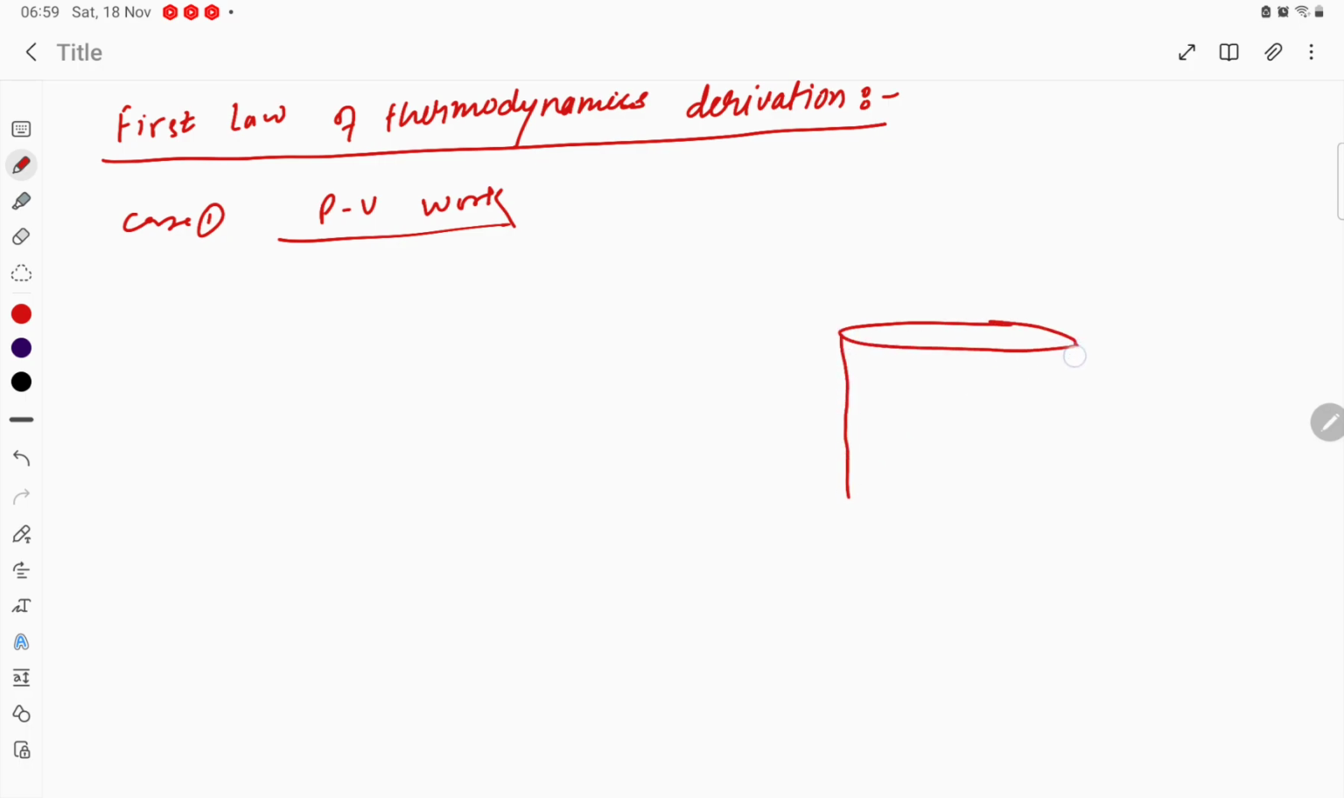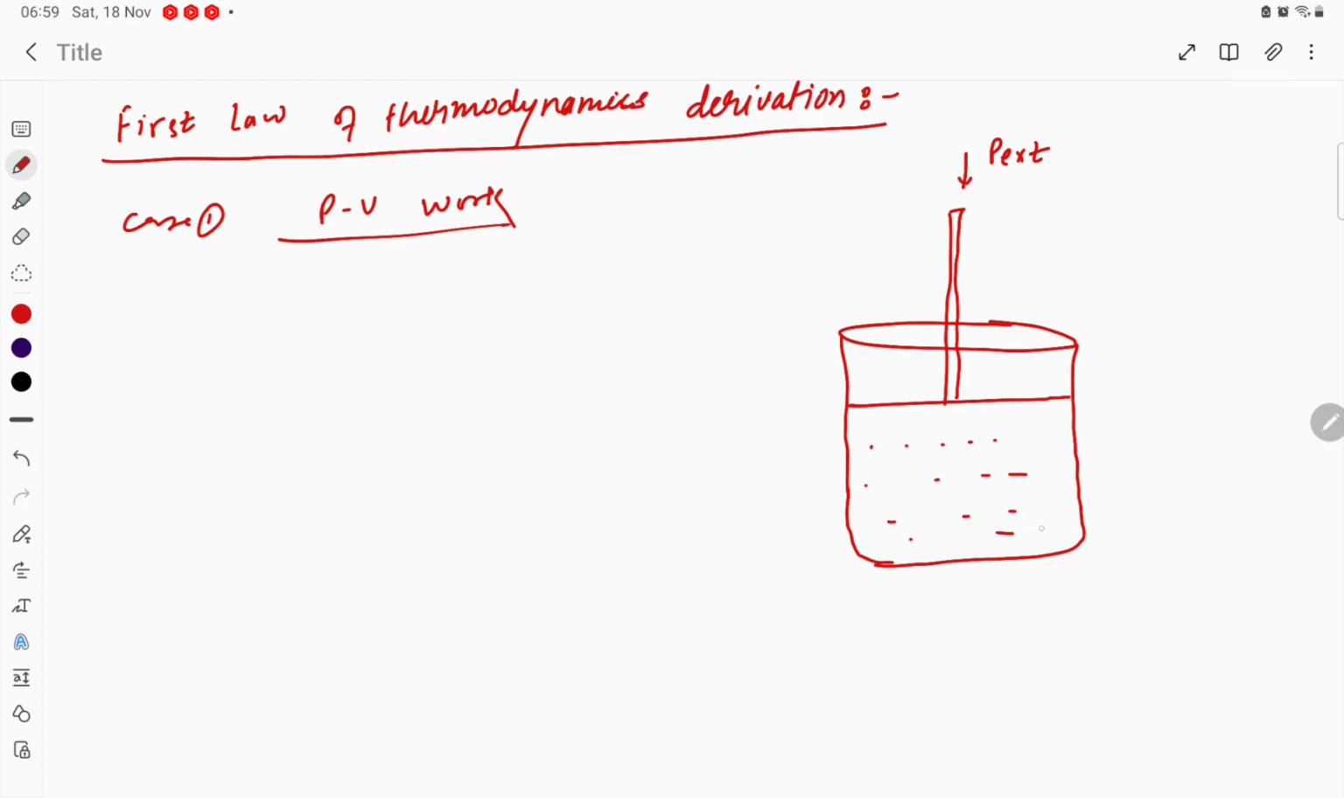A gas is filled into a closed container having a movable piston on it, right? This is the piston, student. Now the piston is applying the P external, right? Here the gas is filled, and the gas is also applying a force on it, student.